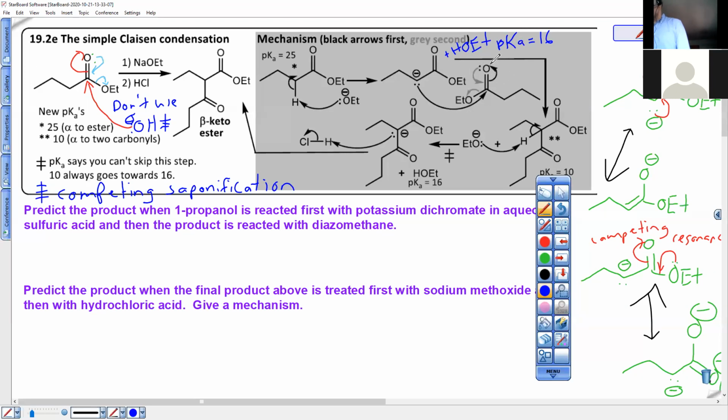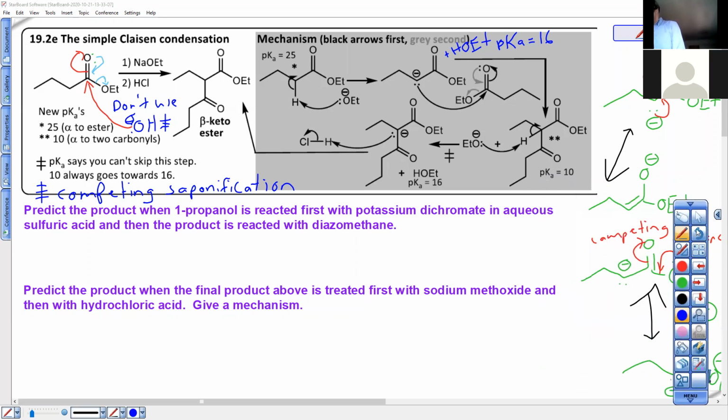Attack, electrons up, come back, leaving group leaves. We even have it over here in our competing reaction. And you make this thing that looks like the final product. In fact, it's identical to this final product. You say, why am I doing more chemistry when I've already got my final product? It's a valid question. Well, it's a valid question with a valid answer. You can't escape the laws of pKa.